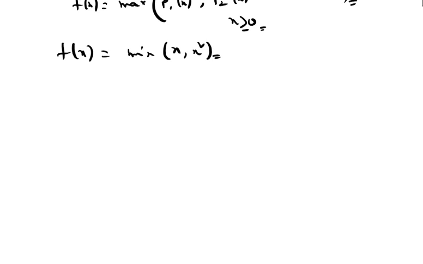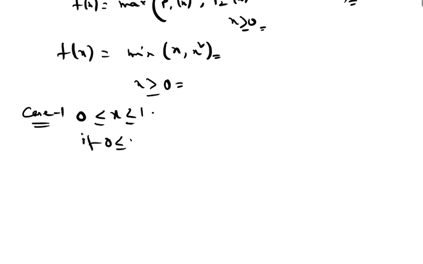So first let's understand the function. f(x) is equal to minimum of x, x square, so the function gives us the smaller of the two numbers x and x square. So let's compare x and x square when x is greater than or equal to 0. Now we split into cases. For case 1, 0 less than or equal to x less than or equal to 1, we can say x square is less than or equal to x, because multiplying a number between 0 and 1 by itself makes it smaller.